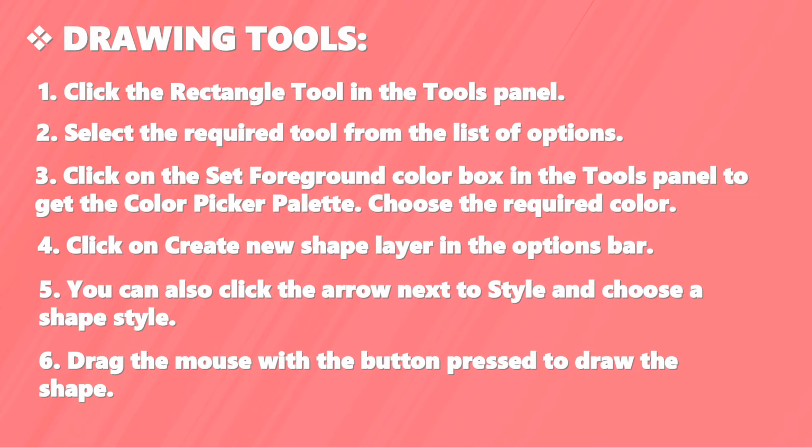Select the required tool from the list. Click on the foreground color box in the tools panel and then choose the color from the color picker palette. Create new shape layer in the option bar. You can also click on the arrow next to the style and choose a shape style. Drag the mouse with the button pressed to draw the shape.